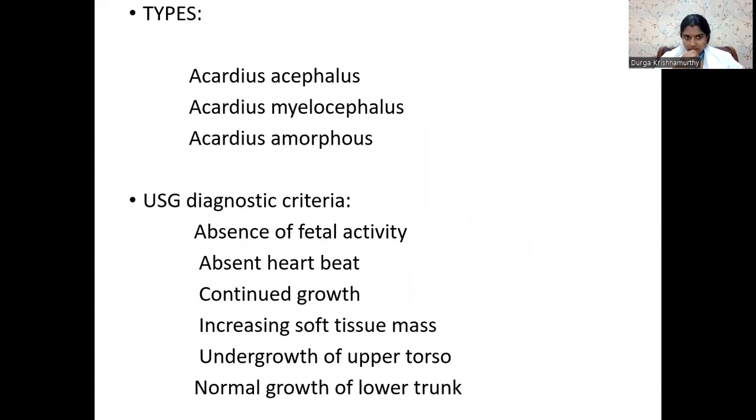There are different types: acardius acephalus, acardius myelencephalus, acardius amorphus. The ultrasound diagnostic criteria are absence of fetal activity, absence of heartbeat, continued growth of womb and an increasing soft tissue mass, undergrowth of the upper torso and normal growth of the lower trunk.